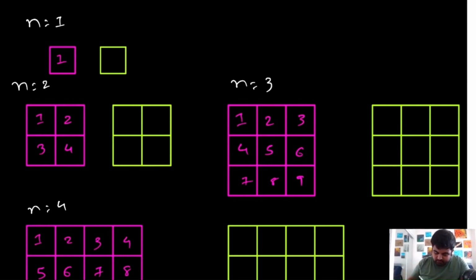over here? So suppose we have a matrix of size 1. If we rotate this 90 degrees, it makes no sense. The value is still going to remain the same. So we are going to keep it as 1.